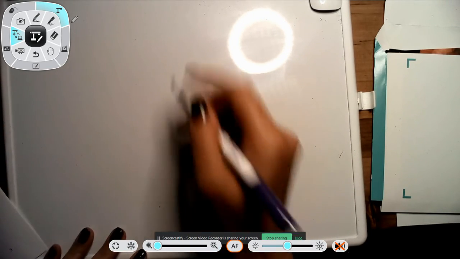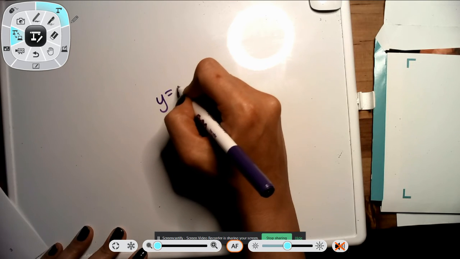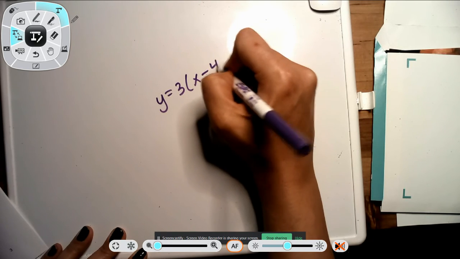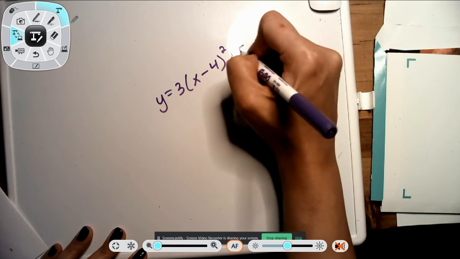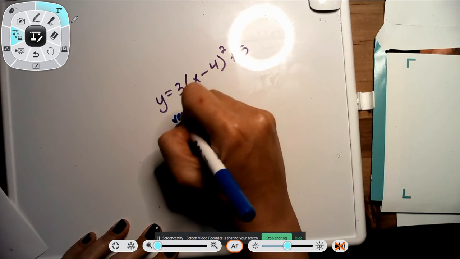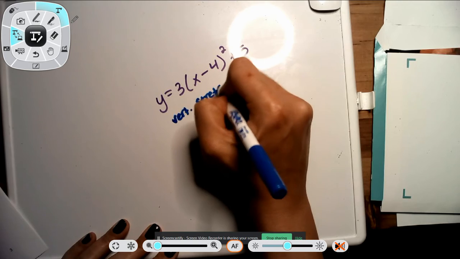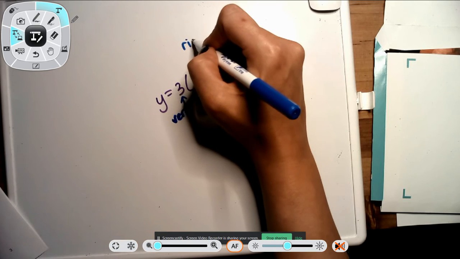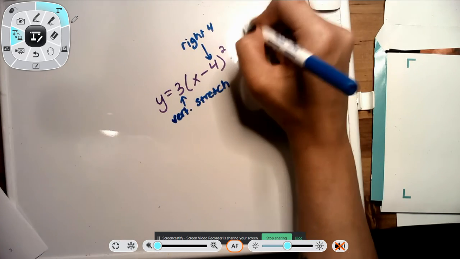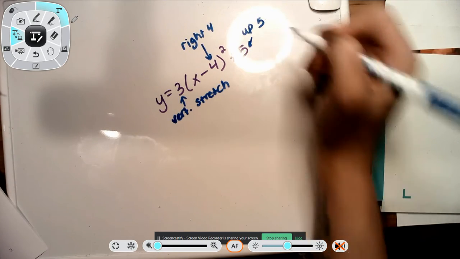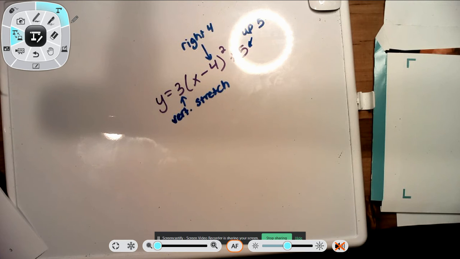So for something that has an a value of 3, and we have (x minus 4) squared plus 5. If I were to describe what that means, I have a vertical stretch because of this. I'm moving right 4 and I'm moving up 5. Okay, so that's what this is from. Okay, so that's that whole equation.